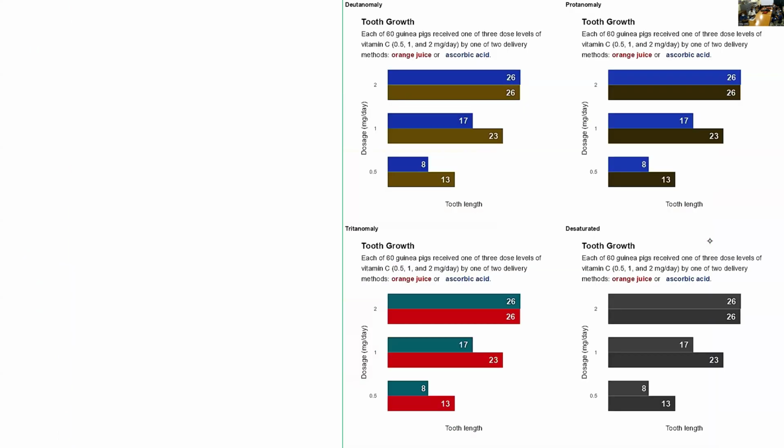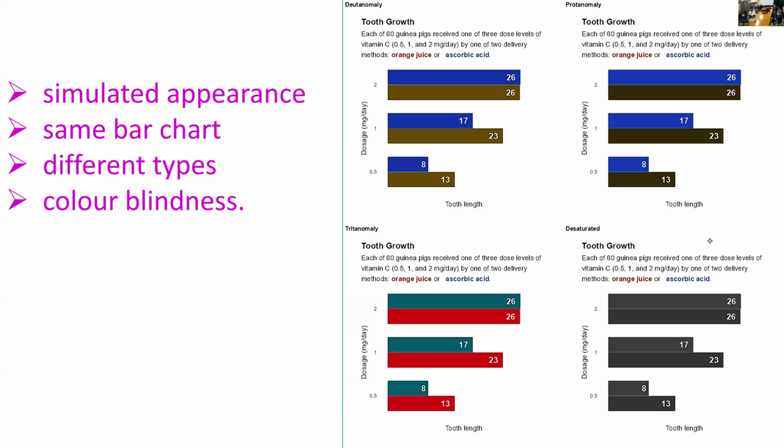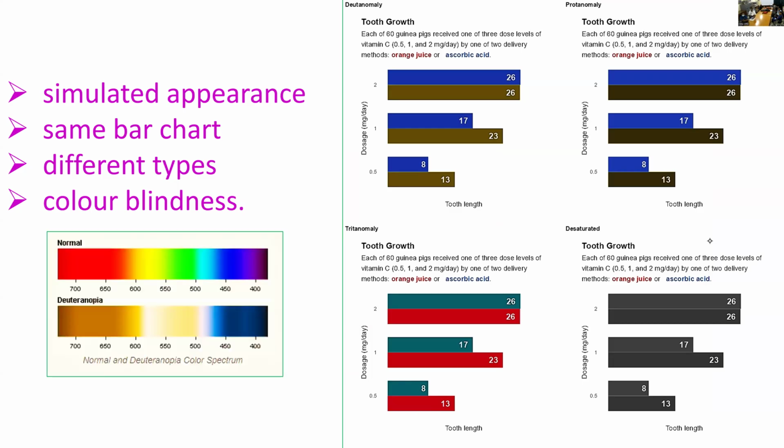Now, you remember this picture I showed you some time ago? Length of the tooth versus the dosage of vitamin C. There are different colors, and you can see how it will affect different people. So, take for example, deuteranopia means the red-green is completely gone. Deuteranomaly means it's slightly gone. So the same graph will look like this for people who have deuteranomaly.